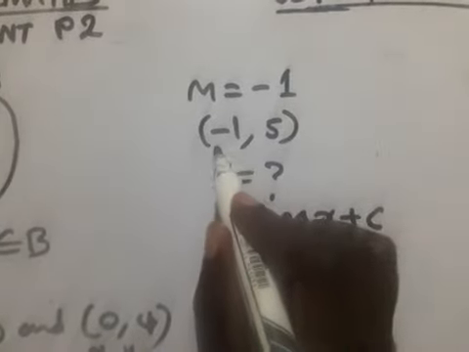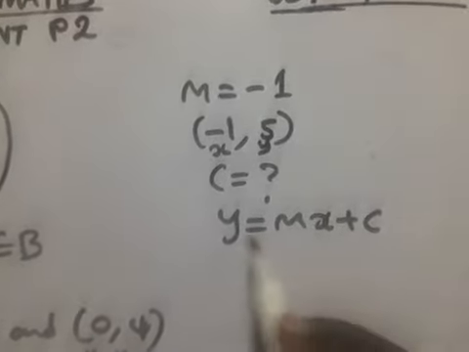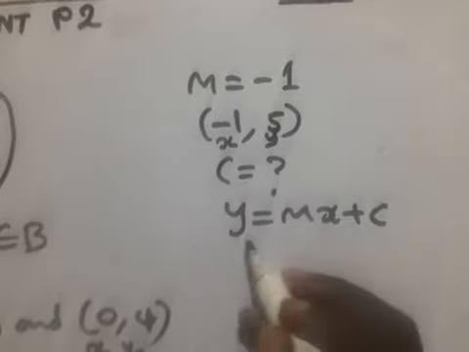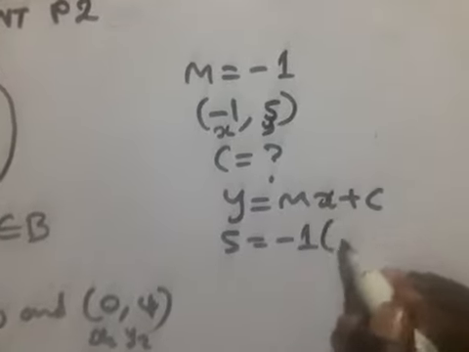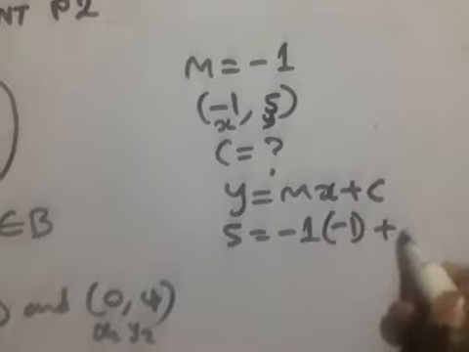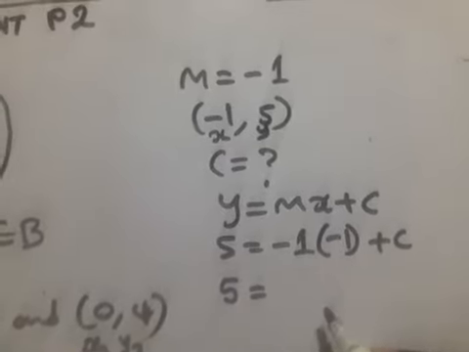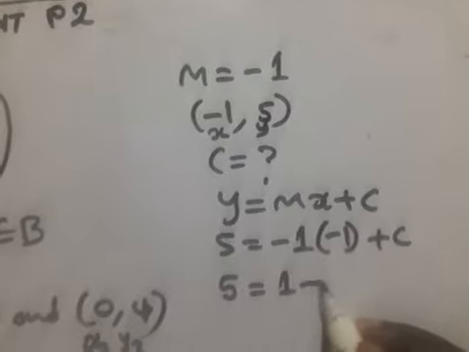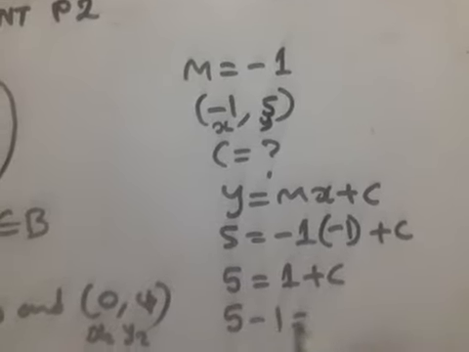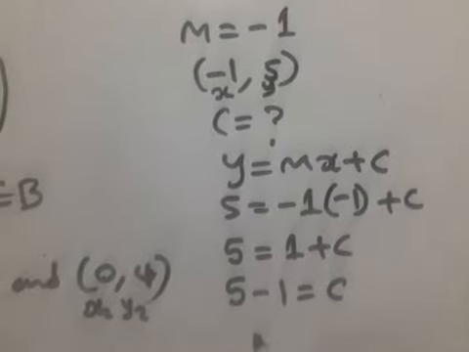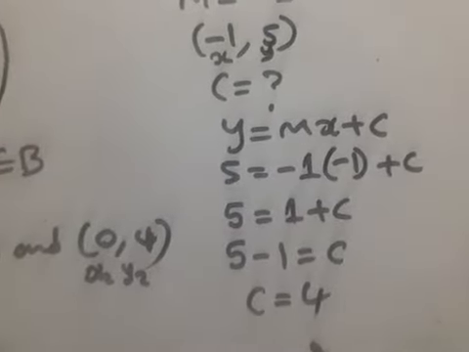In this coordinate, negative 1 represents the x value, then 5 represents the y value. So in this equation we replace y with 5, m with negative 1, which is the gradient, and x with negative 1, plus c. So 5 equals negative 1 times negative 1, which is positive 1, plus c. Moving across the equal sign, it will be 5 minus 1 equal to c, which is c equal to 4. So this is the y-intercept.